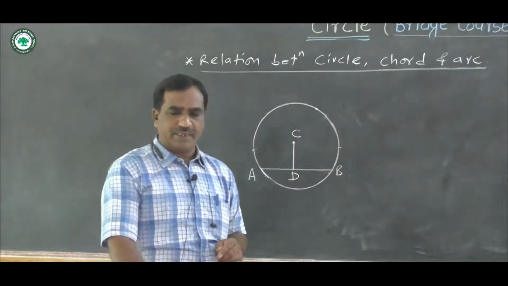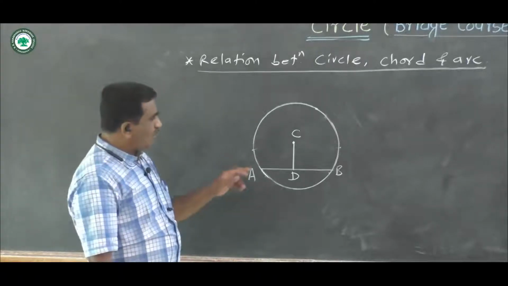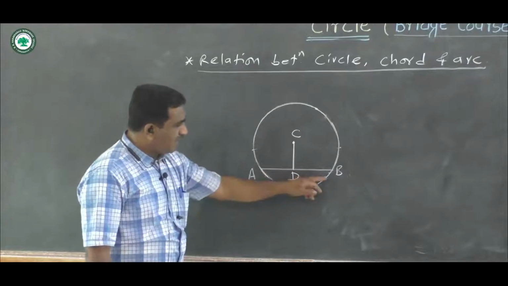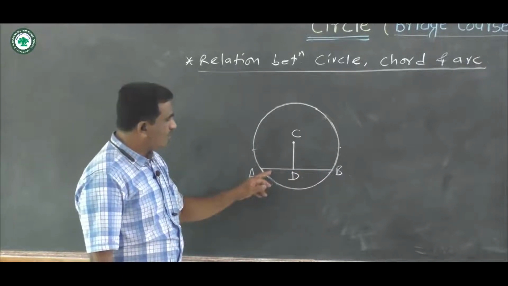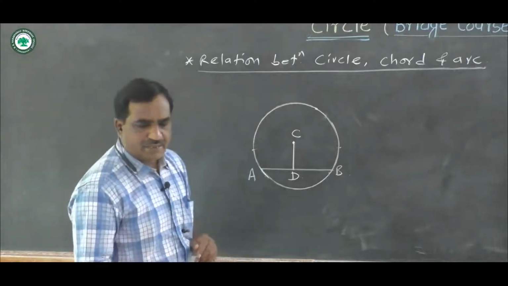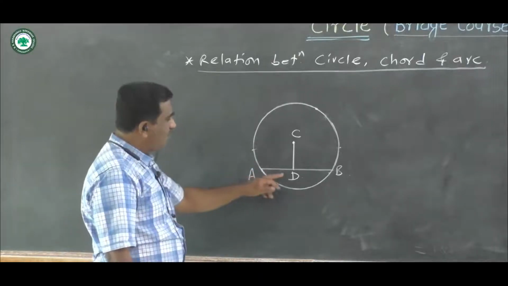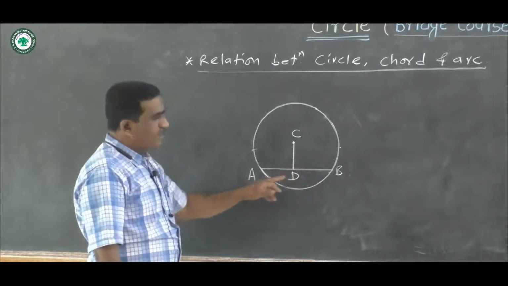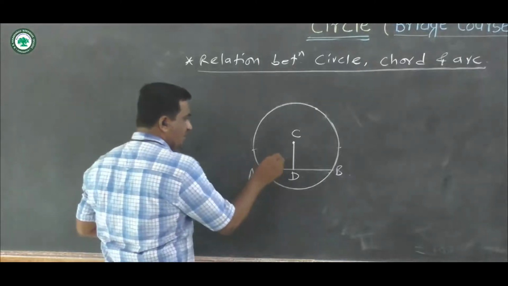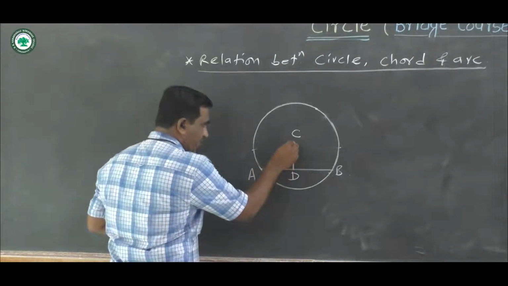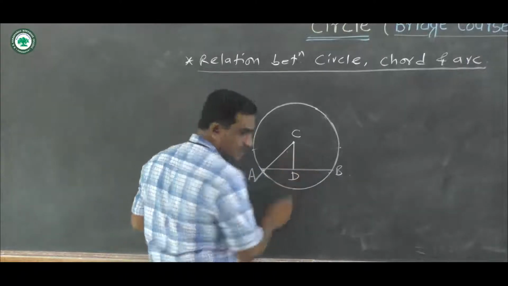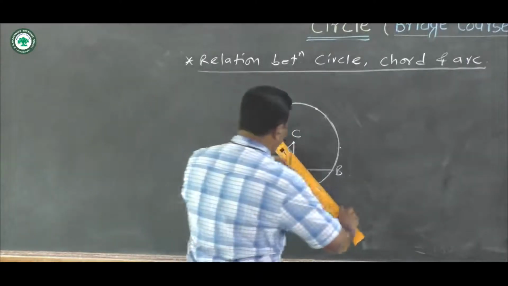There is one property: the perpendicular drawn from the center of the circle to the chord AB bisects chord AB. Or we can say the segment joining the center of a circle and the midpoint of the chord is perpendicular to the chord. Now we can join points CA and CB.